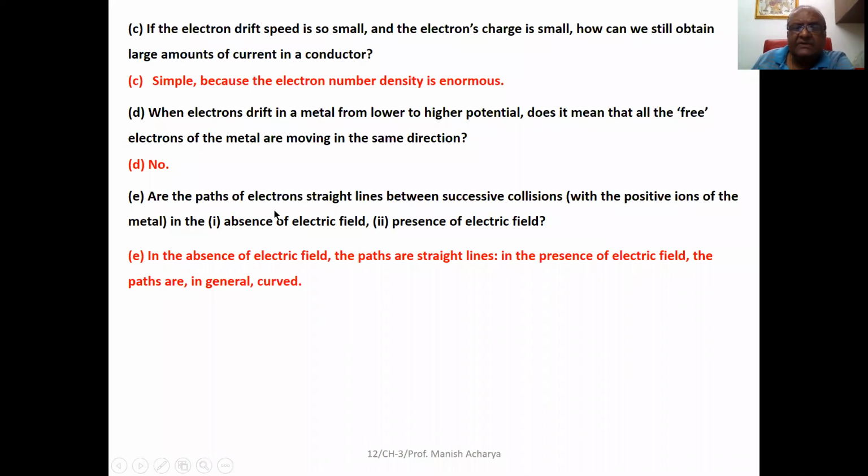E. Are the paths of electrons straight lines between successive collisions with the positive ions of the metal, 1. in the absence of electric field, and 2. in the presence of electric field? Yes, in the absence of electric field, the path will be a straight line. But in the presence of electric field, electrons experience a force, and when a force is acting on the particle, the path will be curved. In general, that type of path is followed by the particle. Clear?